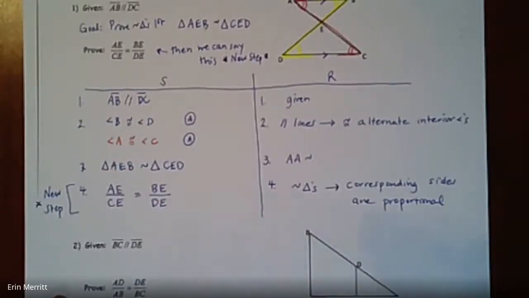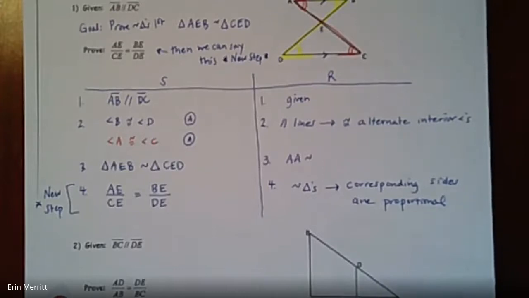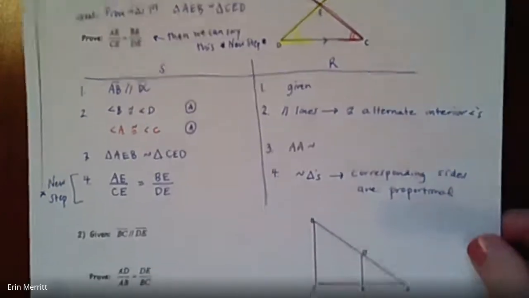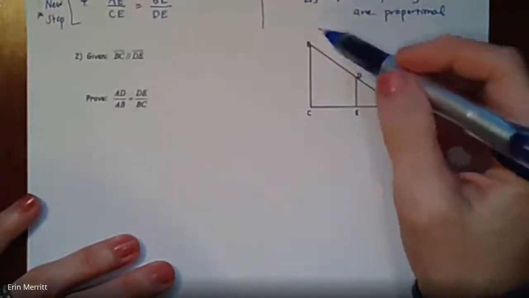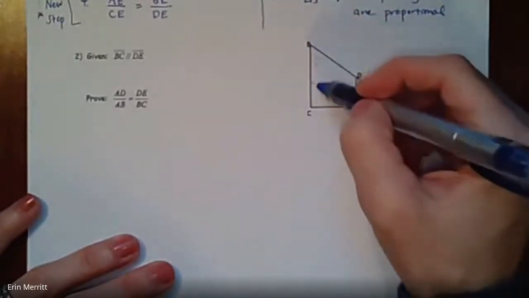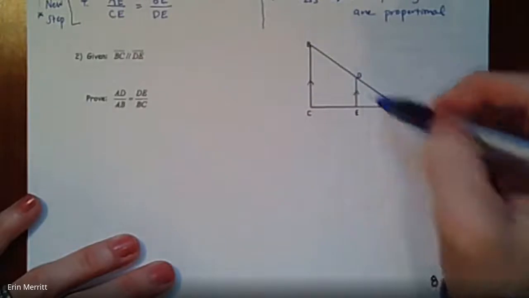All right, let's see if we can try that one more time. So sliding on down here, we are given that we have this diagram here and BC is parallel to DE.